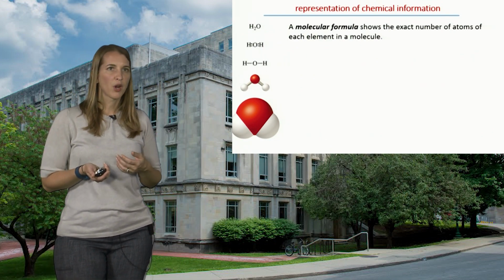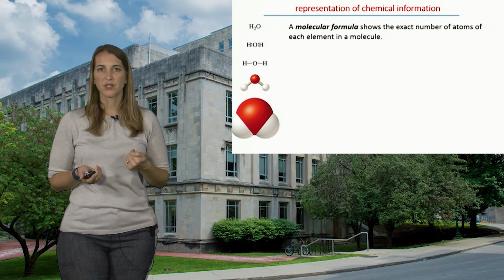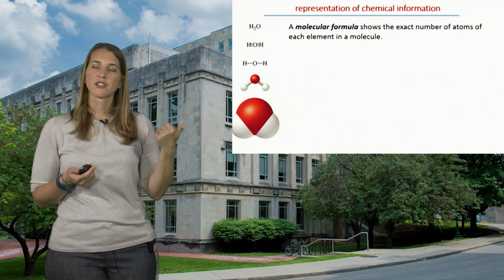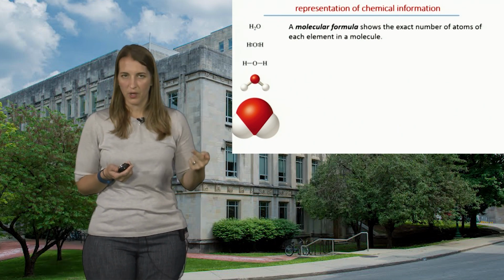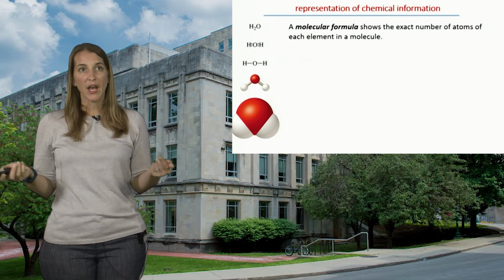For example, we're using water here. You can see hydrogen and oxygen. There's a subscript after the hydrogen, so that says that this formula for water has two hydrogen and one oxygen atom. Another way to represent that is to show the bonds that are taking place.